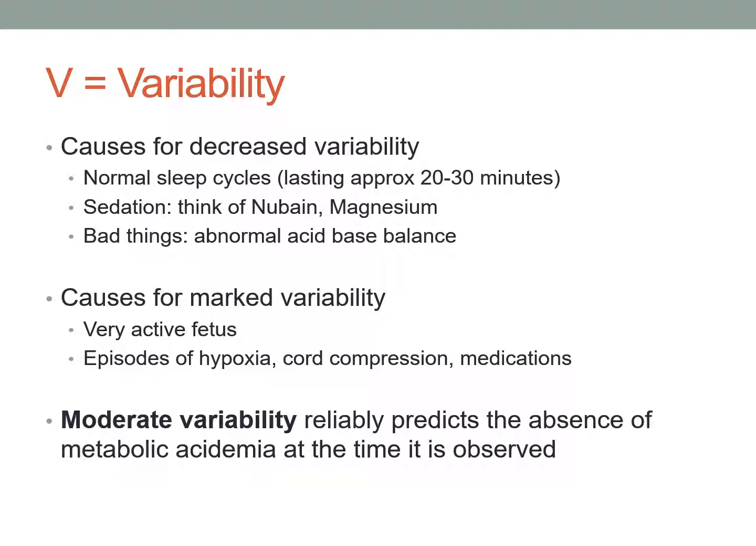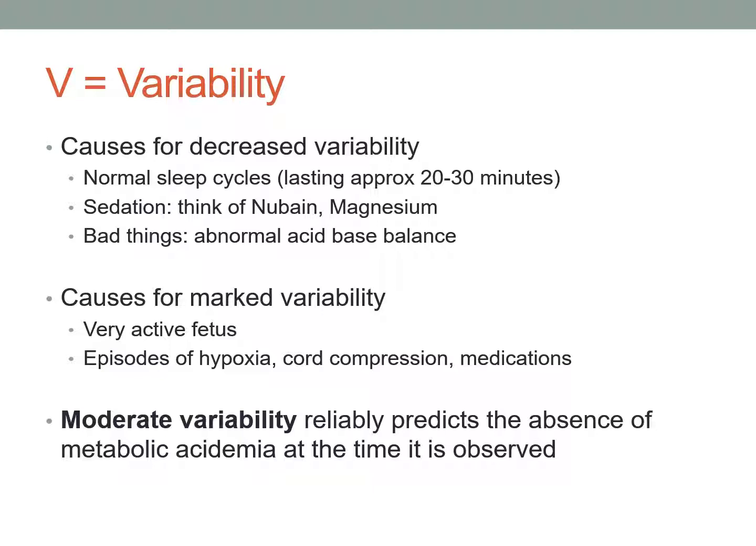Causes for marked variability can be very benign things. A really active fetus that's moving around a whole lot is going to have periods, sometimes prolonged periods, of marked variability. However, bad things can cause marked variability too. Repetitive cord compression, hypoxia, certain medications can do it as well.